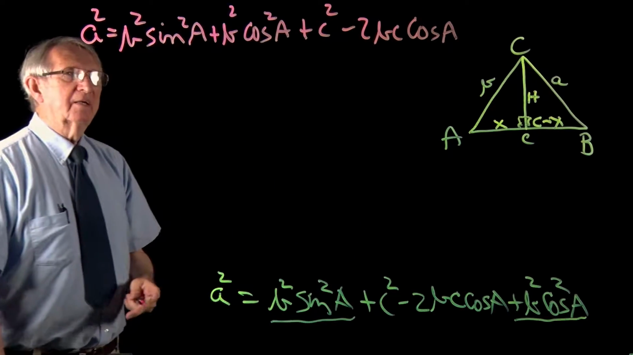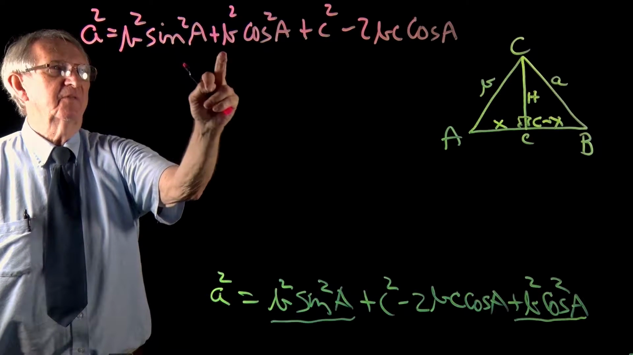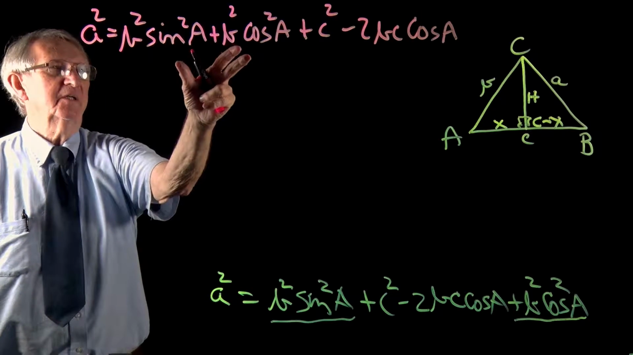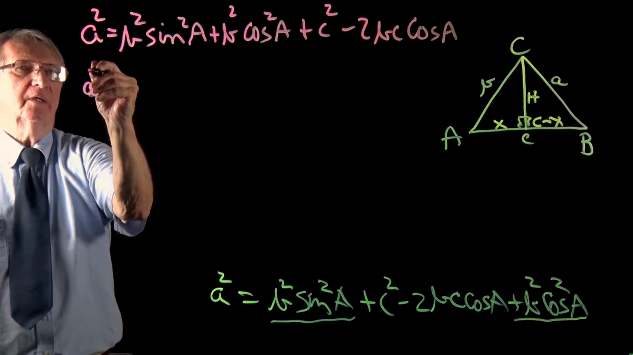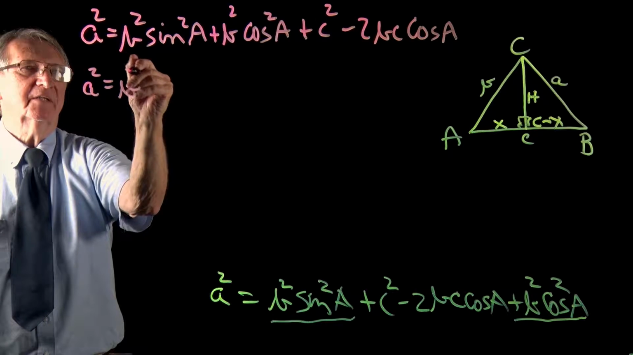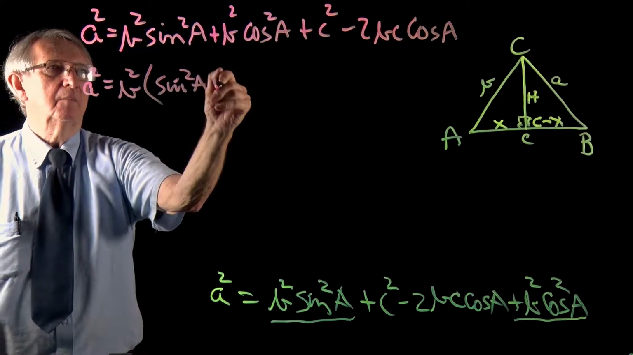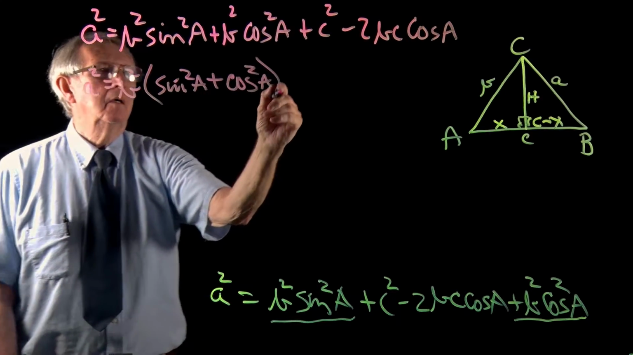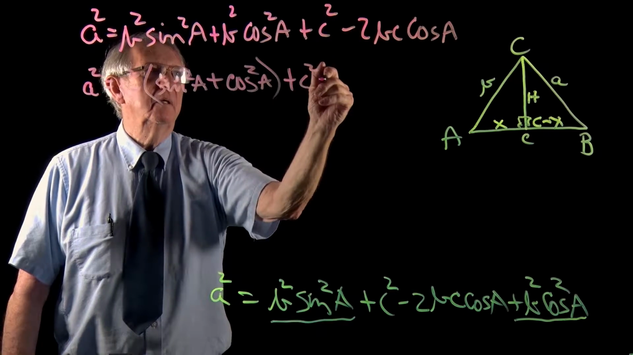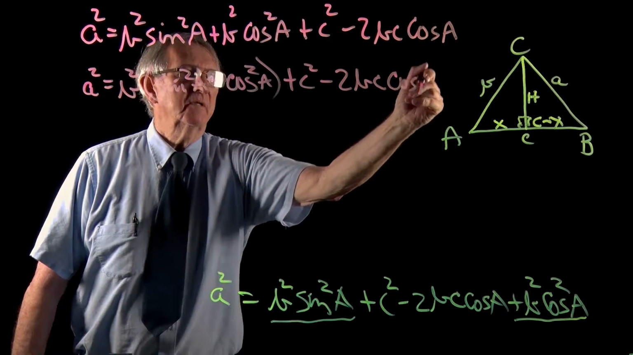Now that I've done that, the next thing I want to do is factor the b squared out of these two terms right here, and I'll show you why. As soon as I do it, you'll see what will happen. So a squared is equal to the b squared factored out times sine squared of a plus cosine squared of a, plus c squared minus 2bc cosine of a.